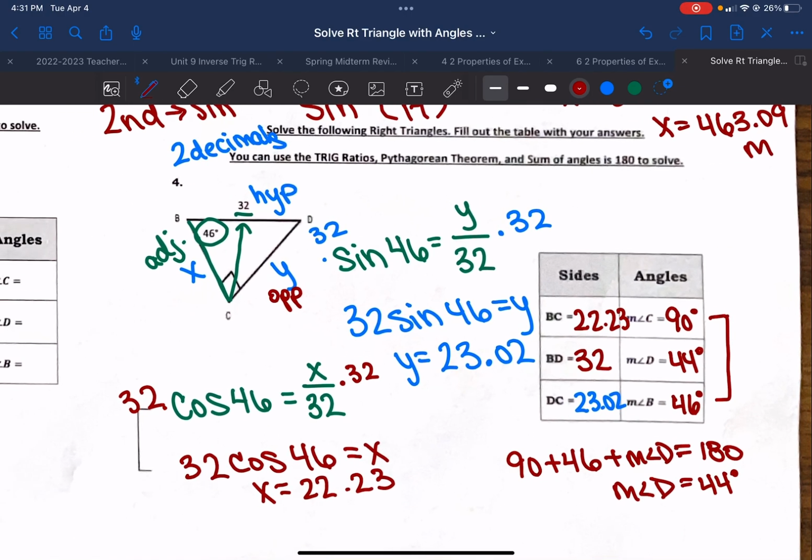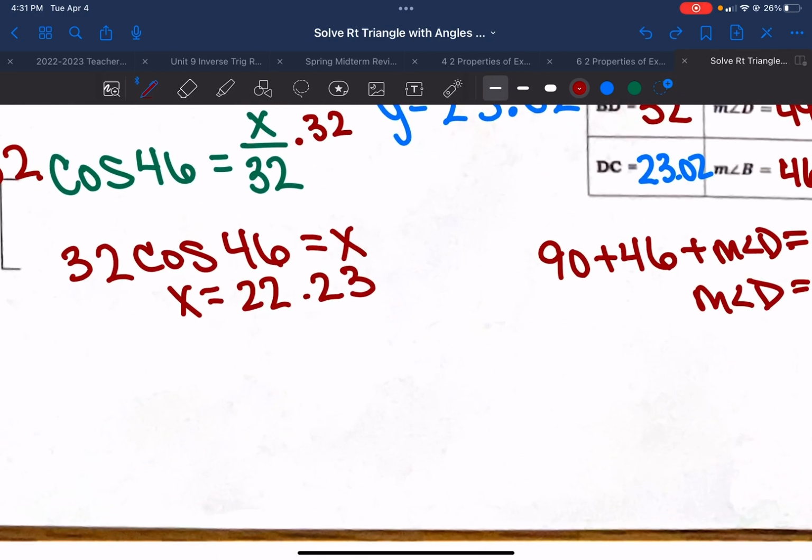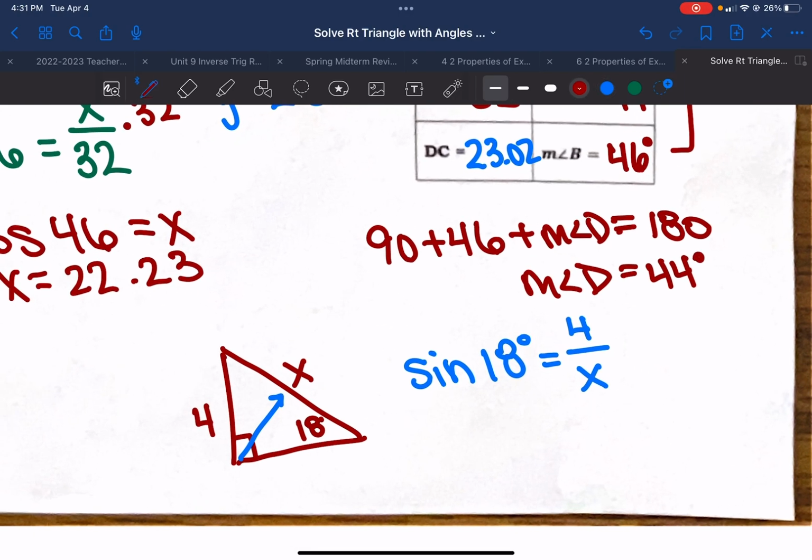Keep in mind if you are ever searching for something that is in the denominator, notice both of these times we have that 32 in the denominator. Say that I have a right triangle, and I know that this is 4, this is x, and this is 18 degrees. If I'm looking for my hypotenuse, I'm going to set up the sine of 18 degrees is equal to my opposite side, which is 4, over my hypotenuse, which is x. Now notice the thing that I need to find is in the denominator of that fraction.